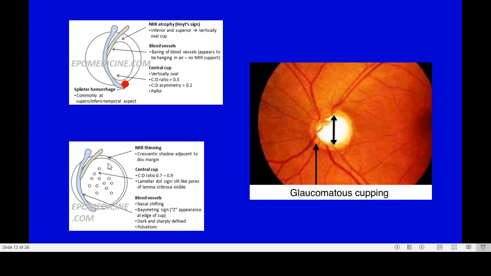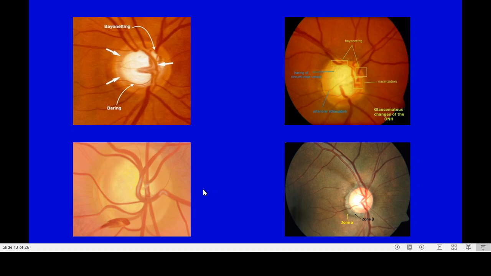The cup to disc ratio is 0.7 to 0.9, and because of the retinal ganglion cell atrophy, these pores in the lamina cribrosa become very prominent, and this is known as the lamellar dot sign. There may be some shifting of the blood vessels on the nasal side, and another important sign is the bayonetting. Bayonetting is the sharp deflection of the blood vessels along the neuroretinal rim margin. Again, it is because of the deepening of the cup.